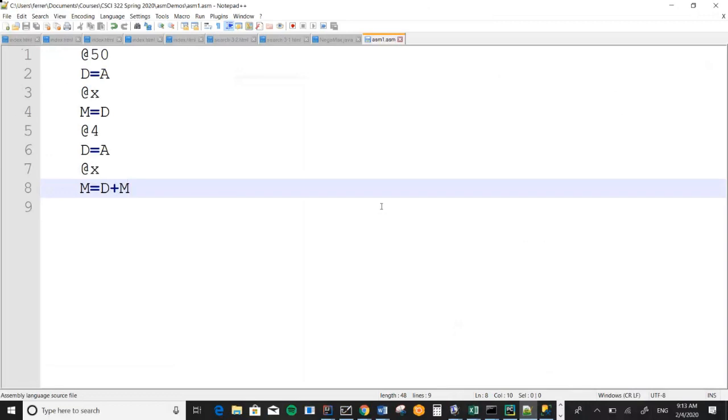What do you all think the CPU is going to look like after that executes? By the CPU, I mean the registers. A and D will have the value 50. Exactly. Okay. X, M equals D. Okay, now this is weird. Where did X come from?